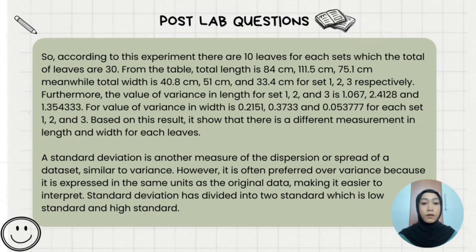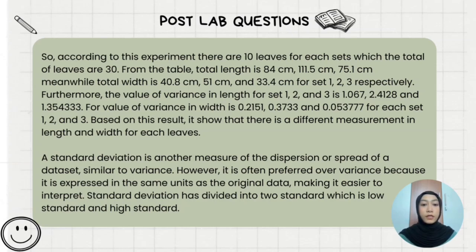Furthermore, the value of variance in length for set 1, 2 and 3 is 1.067, 2.4128 and 1.354333. For value of variance in width is 0.2151, 0.3733 and 0.05377 for each set 1, 2 and 3. Based on this result, it shows that there are different measurements in length and width for each leaf.